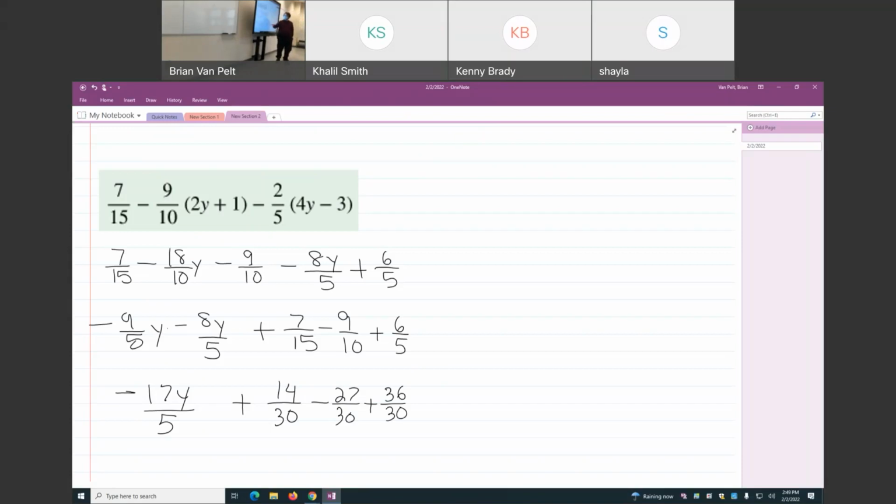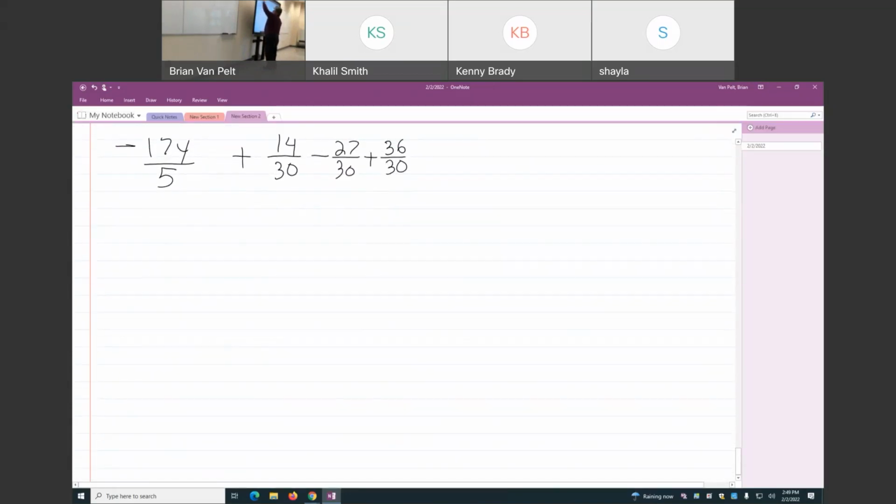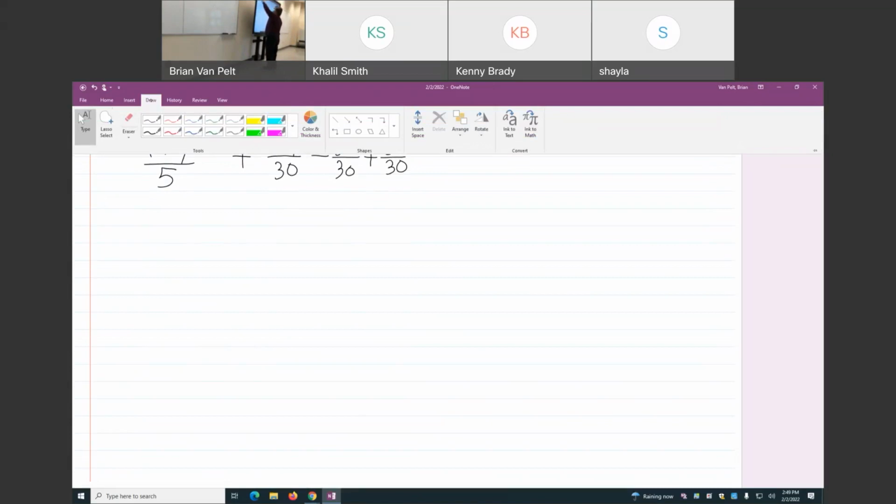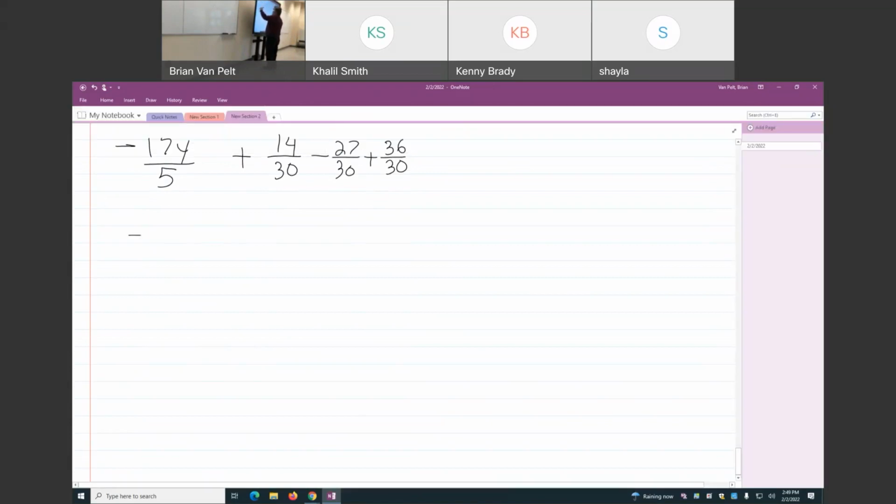What do you end up with if you do this? Just go with me as I go. What's 14 minus 27? Negative 13. Negative 13 plus 36. 23. So I didn't do anything to the fraction on that last step. I still have negative 17y over 5. But then I have plus 23 over 30.